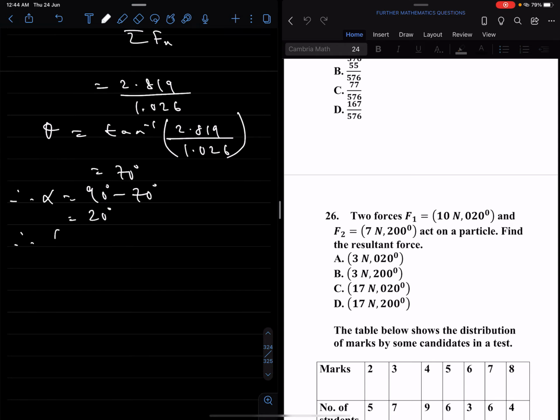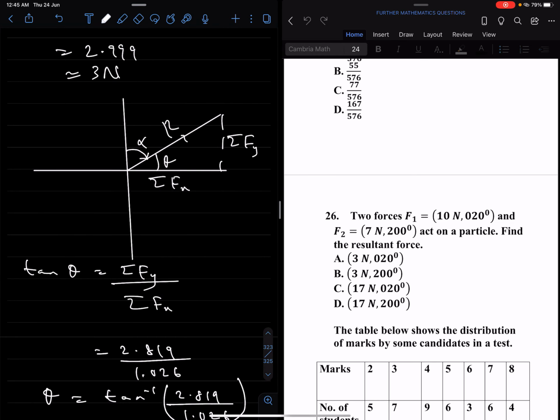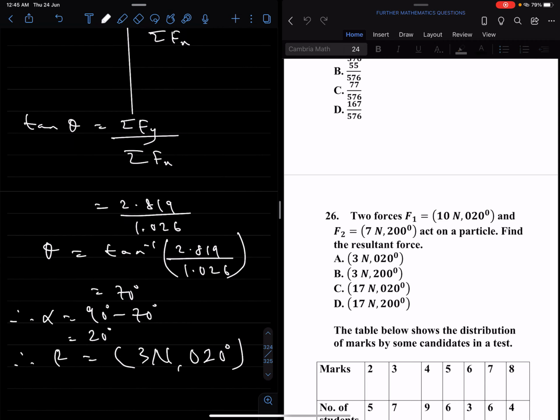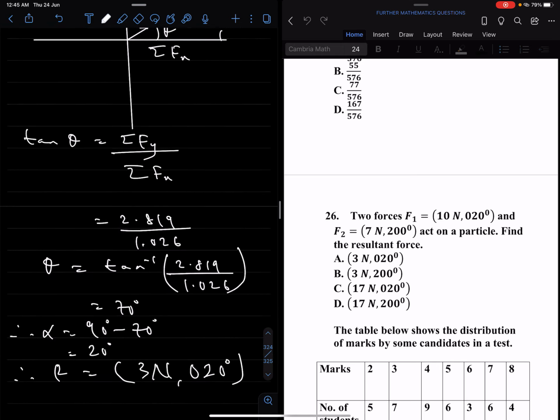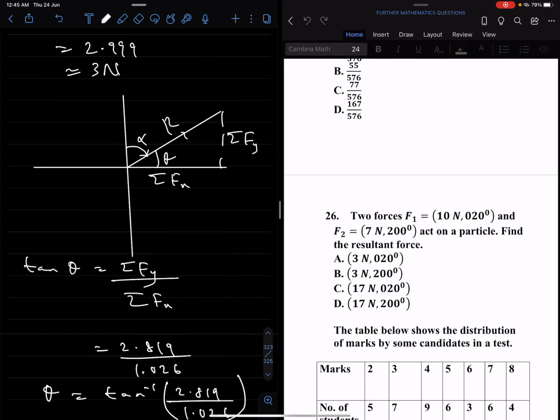So therefore the resultant is 3 newtons at 20 degrees. We need not forget that theta is not the direction of the resultant. The resultant is read from here to where it is, and that's why it's 20 degrees. It is the angle from the north this way to the resultant, which is represented by alpha in the diagram.